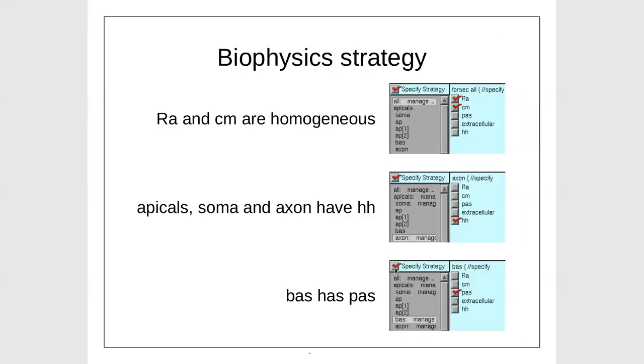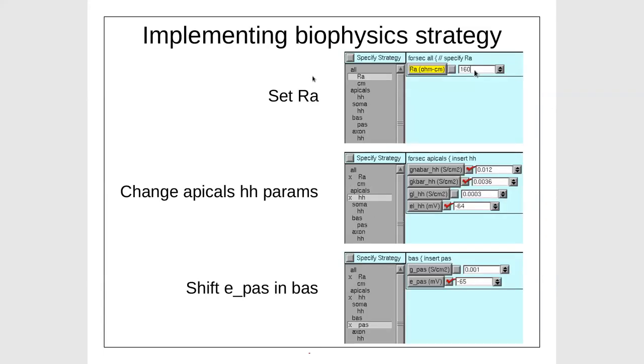What's left to be done? I click on the specify strategy checkbox to clear it. Now I'm on the parameters page where I can see the parameters for each of these things and I can set the parameters. I want RA to be 160 ohm centimeter. I'm going to leave CM alone. So I click in the RA numerical field and you'll notice when I click in there and change the value, you notice that it's highlighted in yellow. If I hit return, that yellow highlight goes away and a red check mark will appear in this checkbox. Okay.